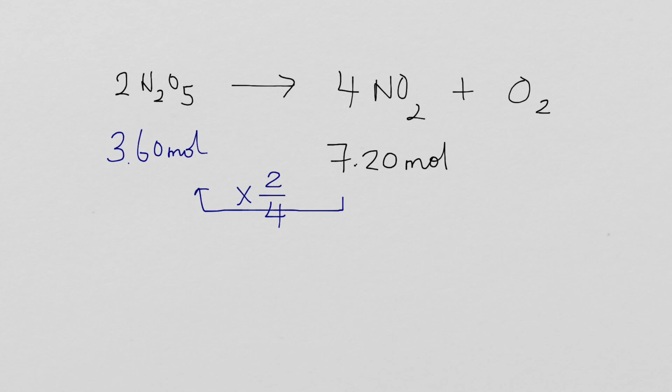Does that make sense? So what we're saying is that if you want to make a quantity of NO2, you only need to react half as many molecules, 2 over 4, half as many molecules of N2O5. So if you want to make 7.2 moles of NO2, you have to react half as many. 2 over 4 means half as many, so 3.6 moles of N2O5.